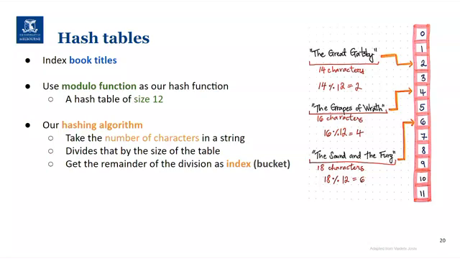And we'll do the same, for instance, 16 characters, 16 modulus 12 is 4, we'll put the book here. 18 modulus 12 is 6, we'll put the book here. If we had 12, 12 modulus 12 is 0, we would put the book at the first position.